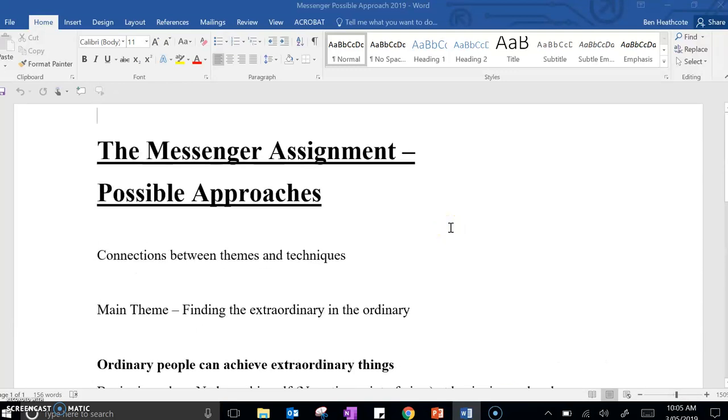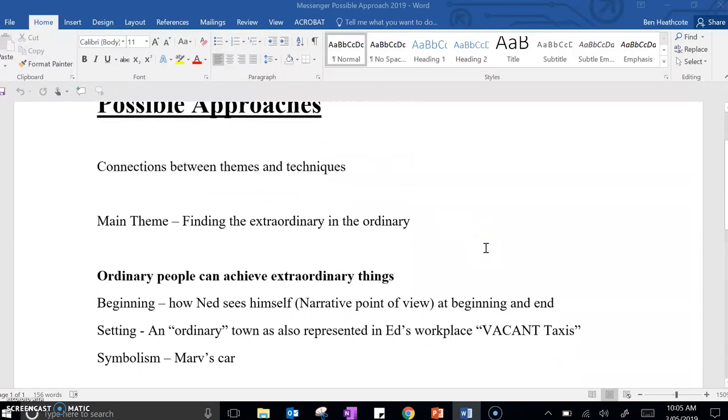All right, folks. So this is looking at some possible approaches for the messenger assignment. And ultimately, as with all of the tasks we've done so far, it's about having that clear connection between theme and technique. And like we've talked about, demonstrating that you know what the author is doing. Not losing track of the characters and starting to talk like they're real people, making sure you're talking about what Markus Zusak is doing.